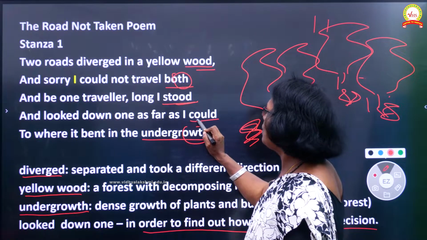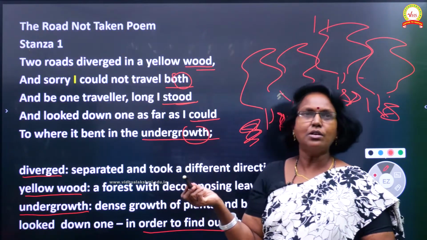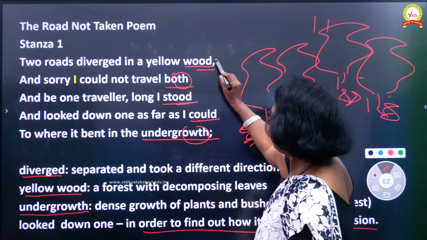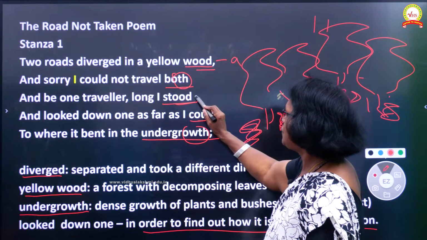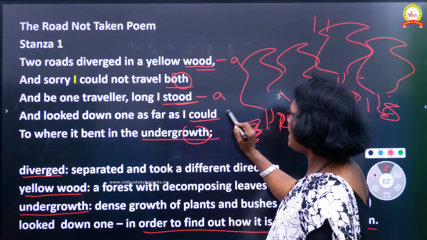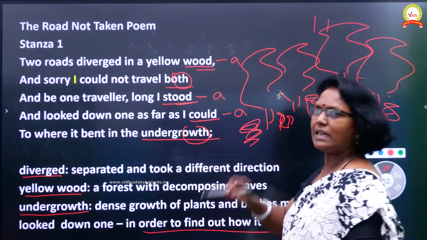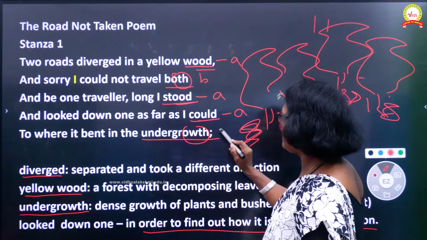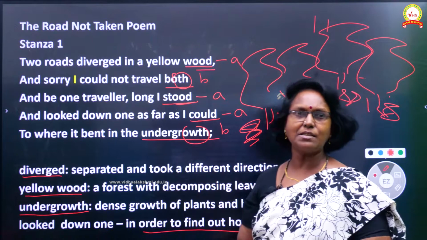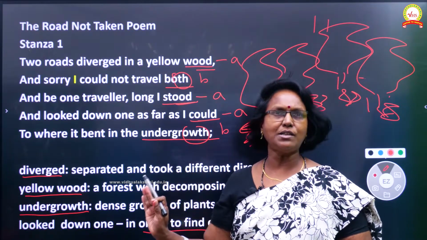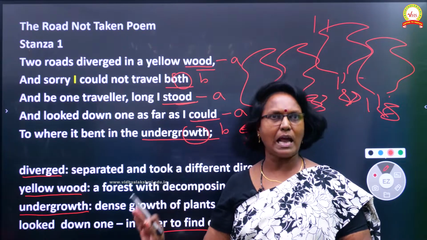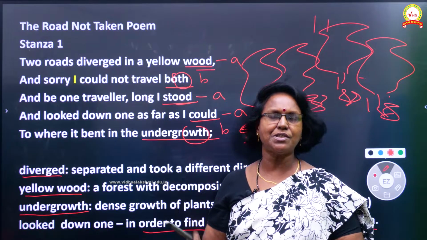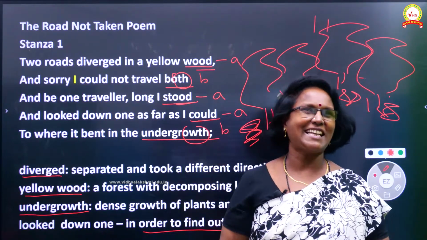Here also we have wood. When there is could, even though there is an L, we know that it is silent. So wood can be taken as A, stood can be taken as A, and could, this also can be taken as A. And the remaining two, that is both and undergrowth, can be taken as B. It's very easy. Once you get to know how to find out the rhyming scheme, any new lines given in your examinations also become that easy.